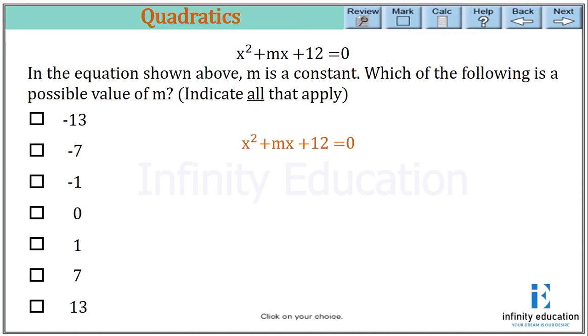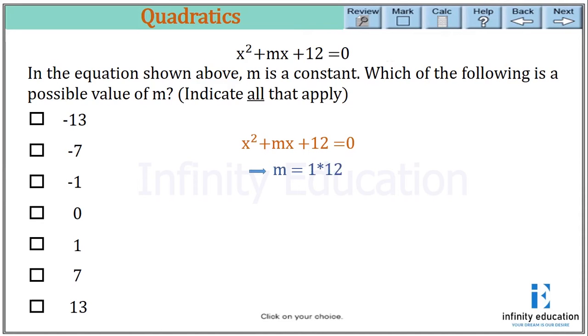So as we have done in the previous question, the coefficient of x square is 1 and the constant is 12. So the multiplication of these two we are getting is positive 12. So we have to split the middle term in such a way that their multiplication has to be positive 12. Now let's see the options one by one.